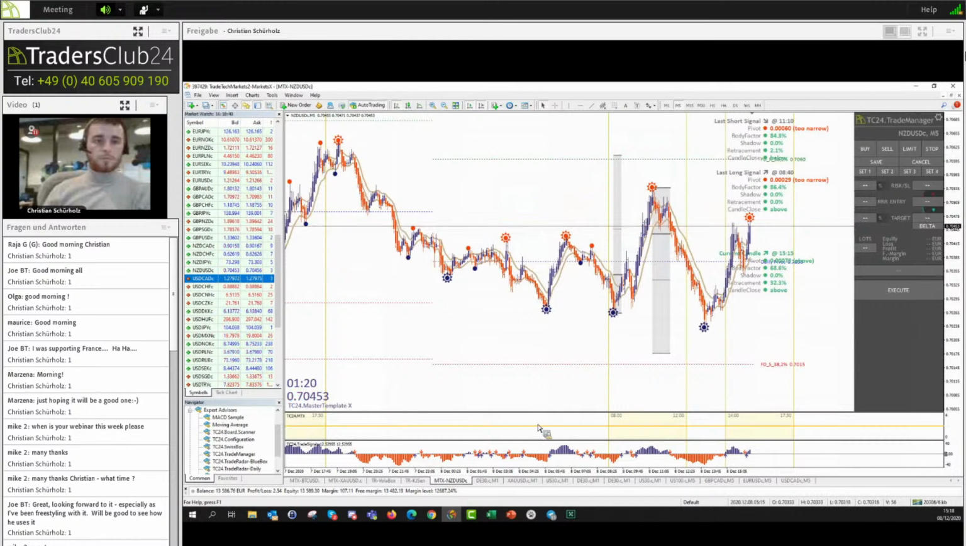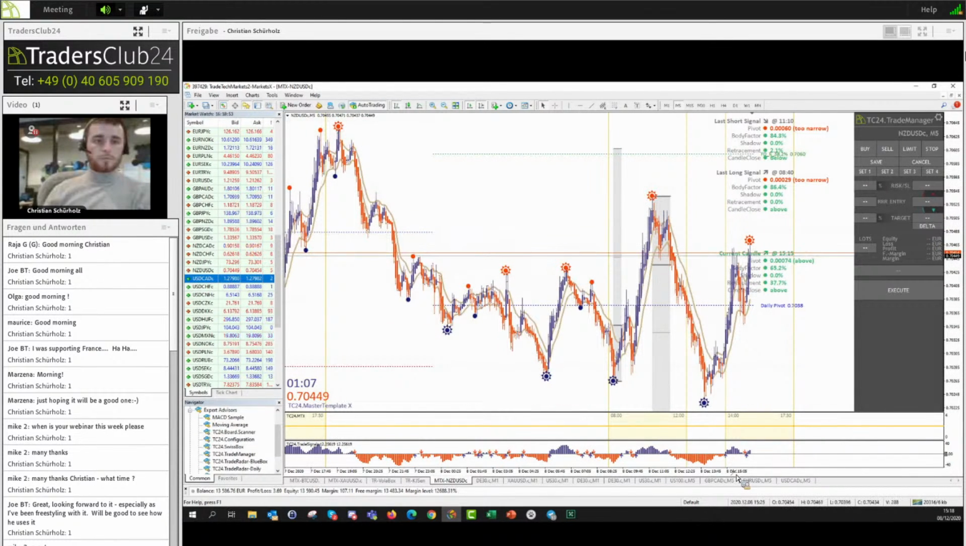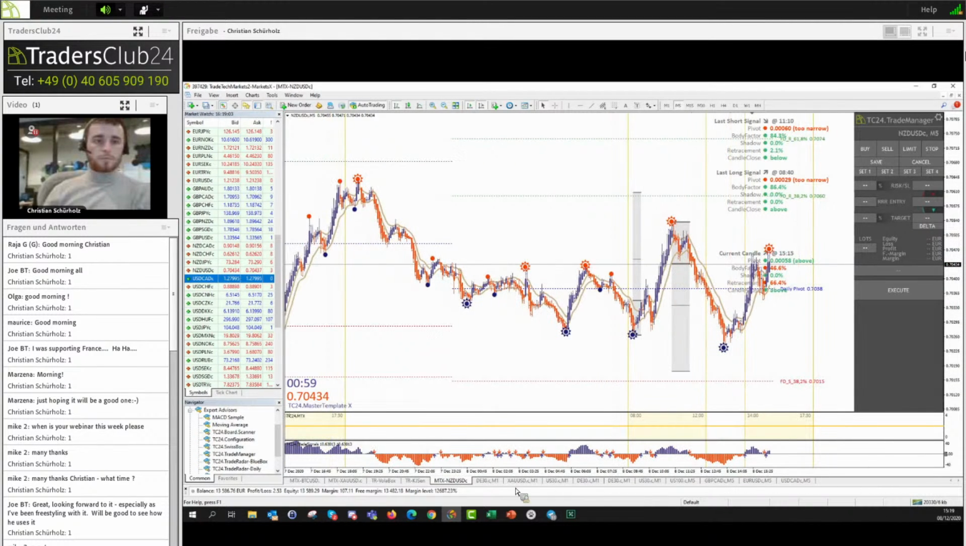Coming back to our other templates, we have here our master template X. So the master template X is a completely different strategy of what we can use to trade the direction of the markets instead of the volatility. So we're looking for a few different things on the signals here.